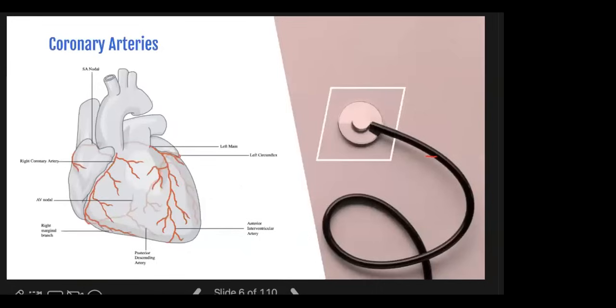Okay. Now, for the coronary arteries, okay? The coronary arteries are very significant and very important for you guys to know. So the coronary arteries, as you guys know, are two main vessels. So the left coronary and the right coronary. And they come off from the left and right.